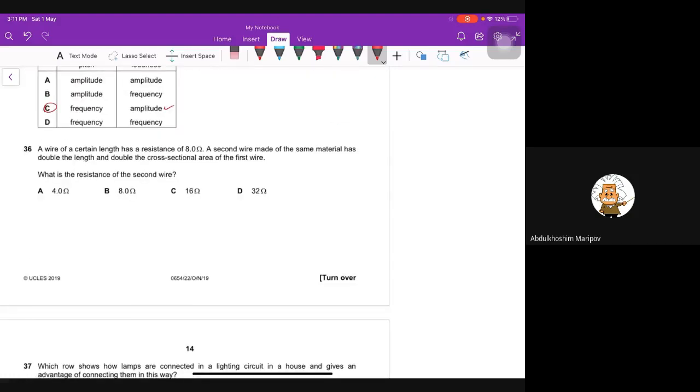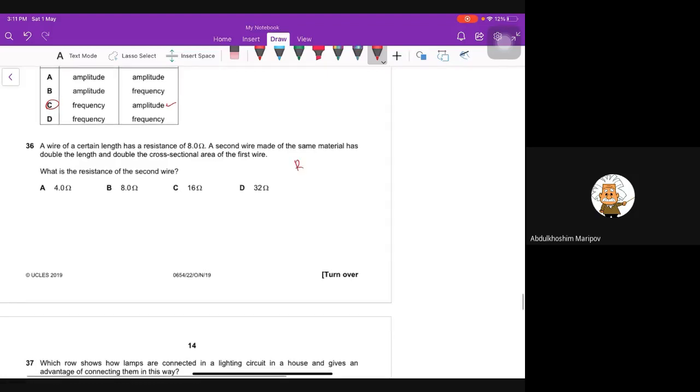36. A wire of certain length has a resistance of 8 ohm. The second wire is made of the same material. So we're comparing two wires, first and second. The first has 8 ohm. The second wire, made of the same material, has double the length and double the cross-section area.